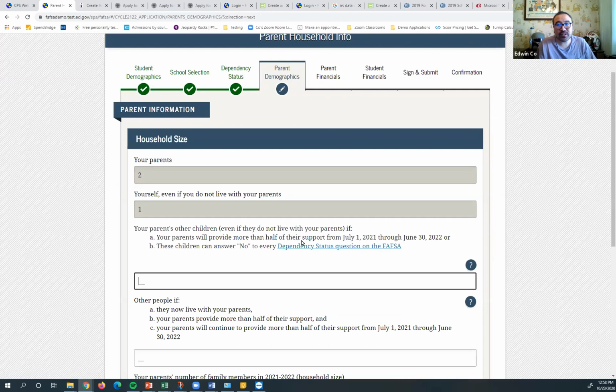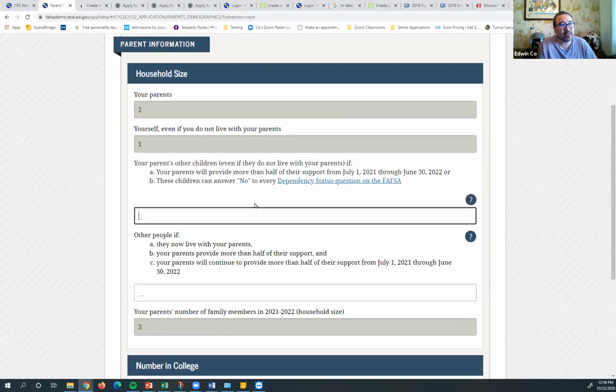Household size, this is where they're going to help you. Basically, they embedded a worksheet for you to figure out the number of people in your household. That's important because we need to figure out how much of the income that we're going to write in a little bit is shared with how many people in the family. So right off the bat, because I put that my parents are married, they automatically populate the number 2. Myself is 1.